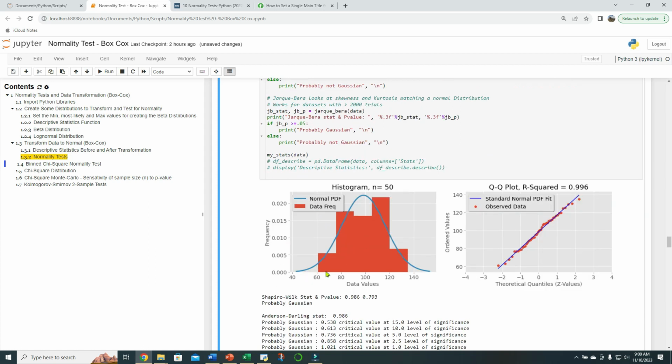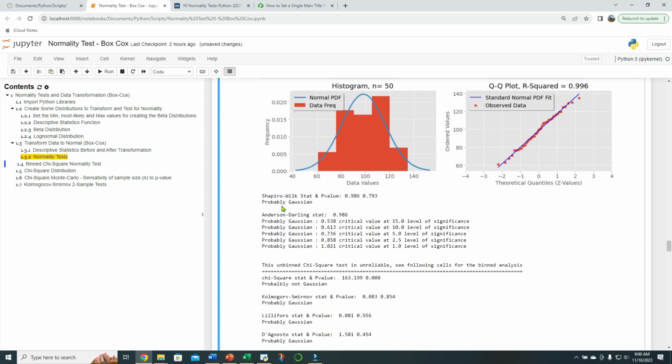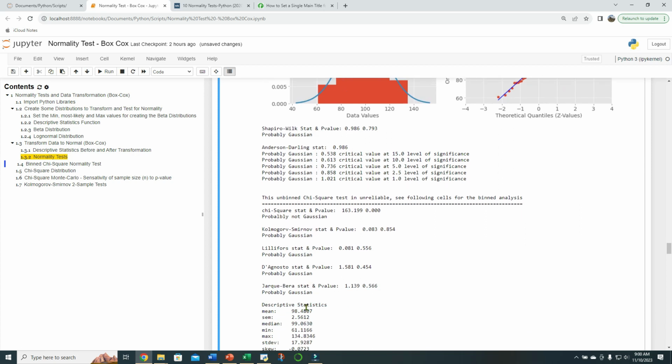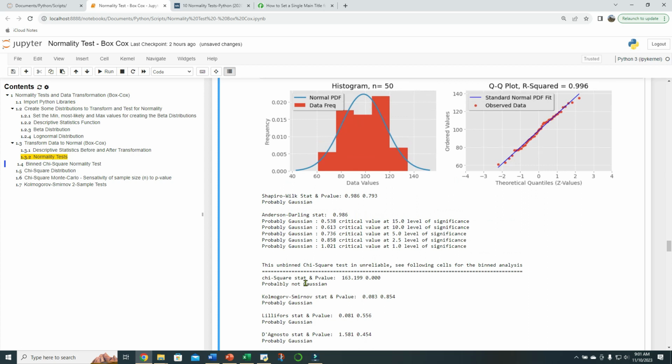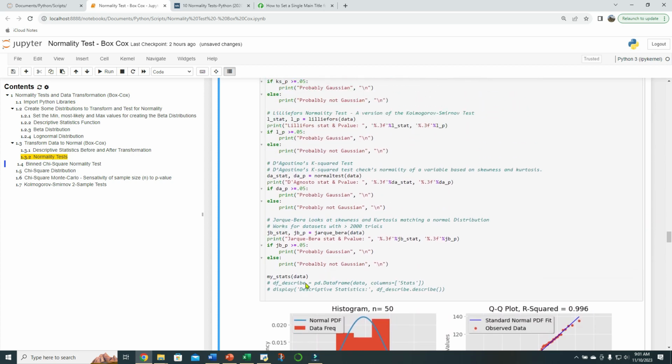Well, the histogram doesn't look particularly normal because of the small sample size. The QQ plot looks quite linear. Shapiro-Wilks says it's probably Gaussian. Anderson-Darling says it's Gaussian. And it looks like all the tests look Gaussian. The mean, the median, and the P50 look about the same. And again, skewness and kurtosis look small. So it seems to be working with these small sample sizes.